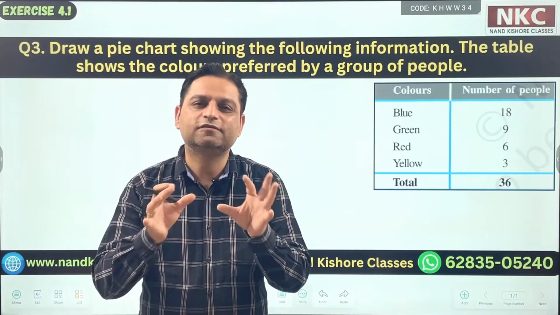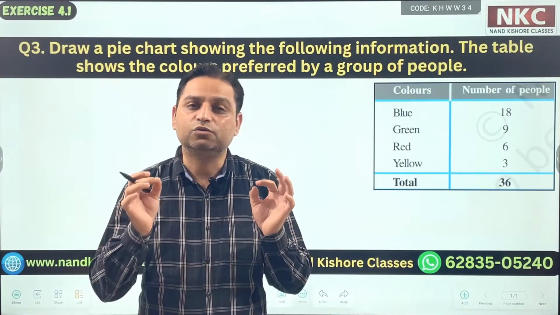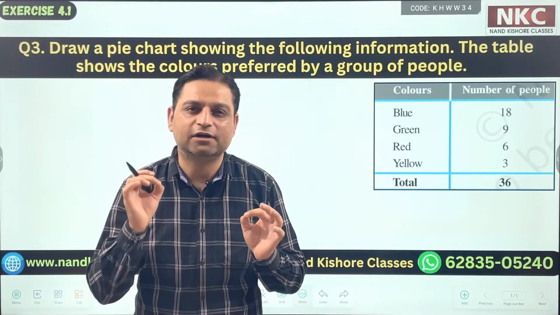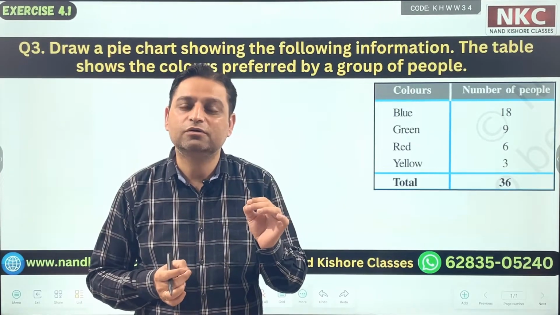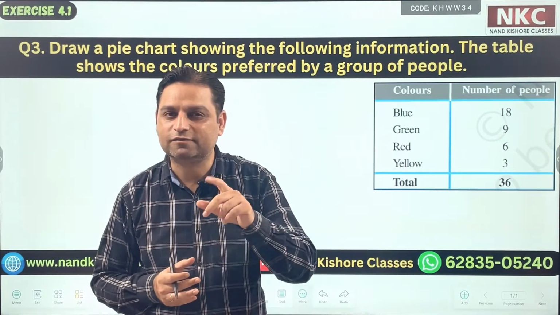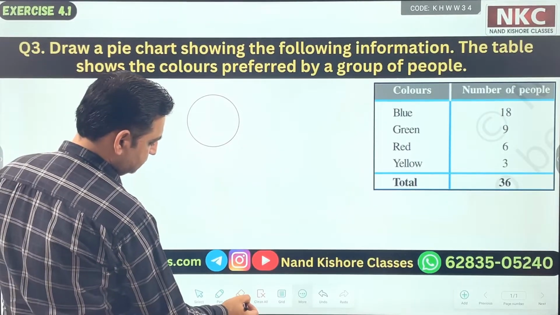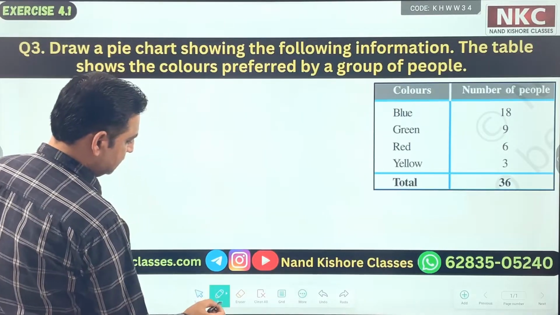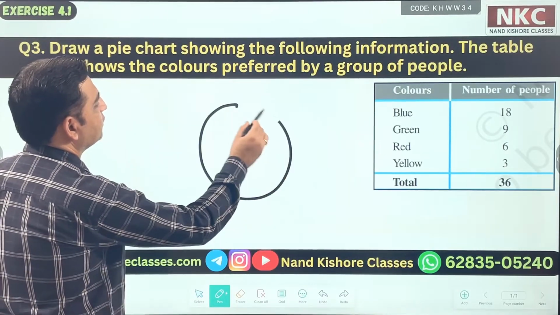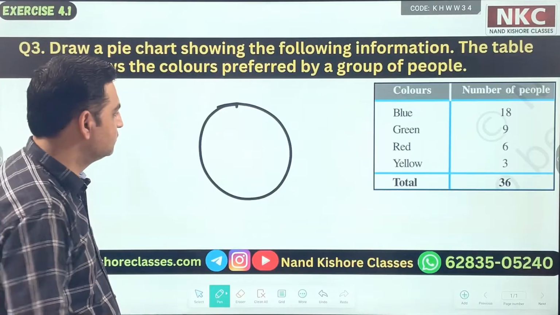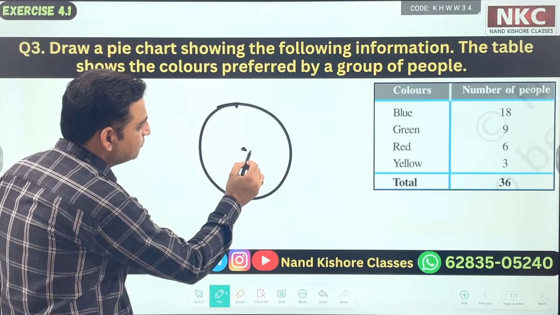A pie chart is actually a circle graph, and to draw the pie chart, we should know the center angle. Now, what is the center angle? Firstly, let me explain. Let's suppose you are going to make this circle as a pie chart. So, how much space are we giving?